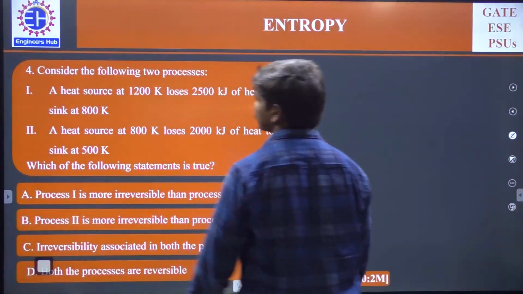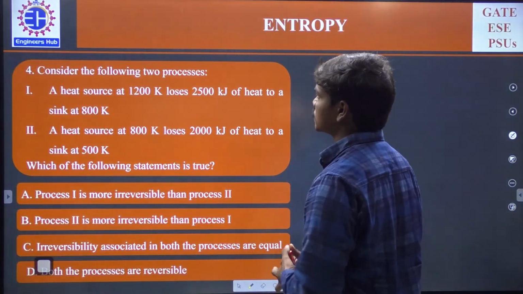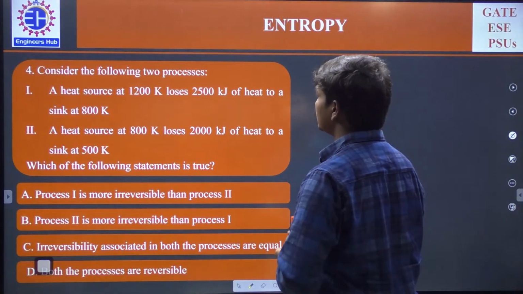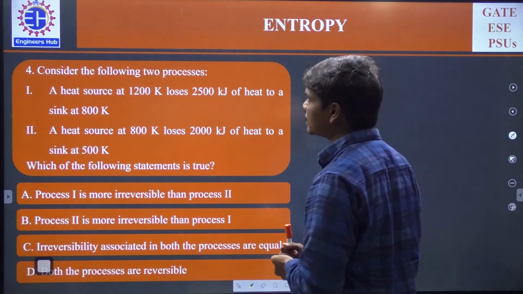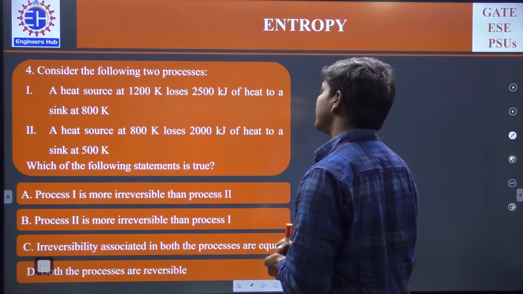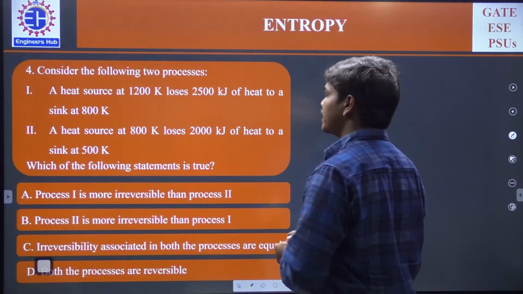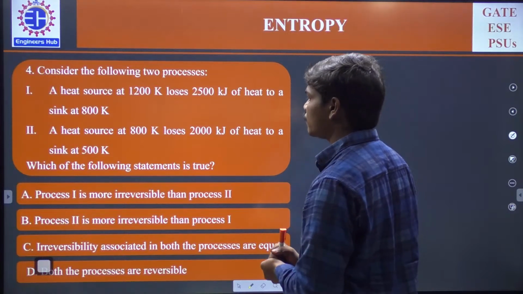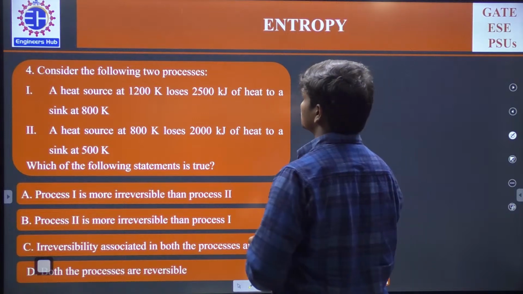So see this question. Consider the following two processes. A heat source at 1200 Kelvin loses 2500 kilojoules of heat to a sink at 800 Kelvin. A heat source at 800 Kelvin loses 2000 kilojoules of heat to a sink at 500 Kelvin. Which of the following statements is true?